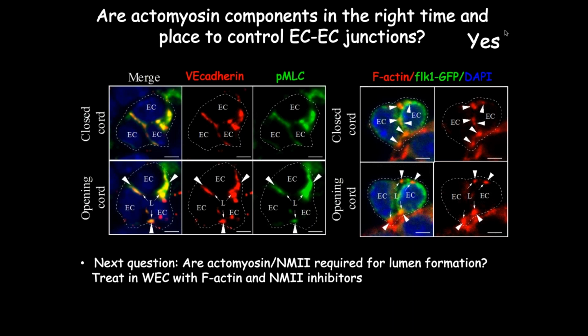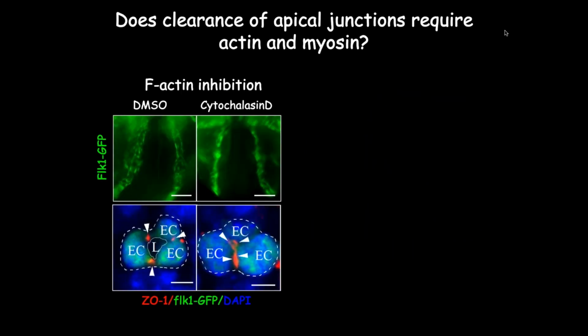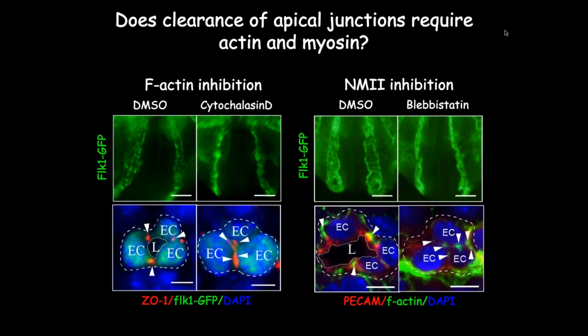So we use the same whole embryo culture system to simply, a bit of a sledgehammer, put in drugs that would inhibit either actin or non-muscle myosin. The first one I'm showing you here is cytochalasin, which inhibits actin polymerization. You can see control on the left, DMSO-treated versus cytochalasin D-treated embryos, and then cross-sections through that on the bottom. And you can see now with these white arrows pointing at those junctions across the apical surface. So that means F-actin was important.